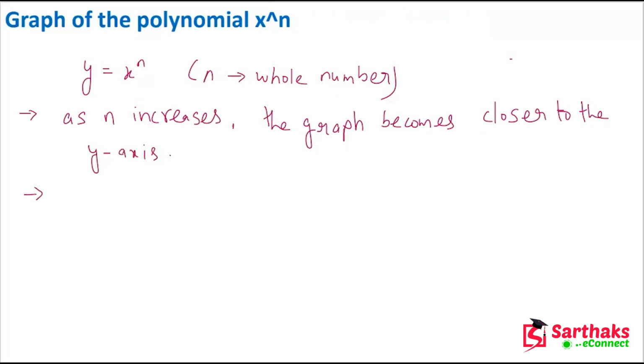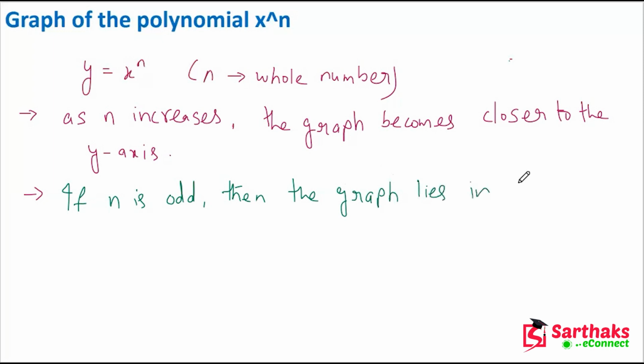Now the second condition is that if n is odd, the graph lies in the first and third quadrant. So the graph lies in the first and third quadrant if n is odd.